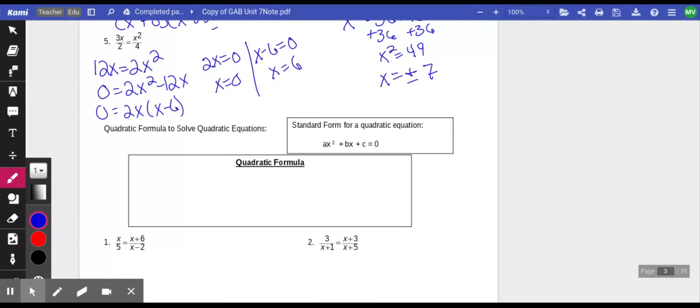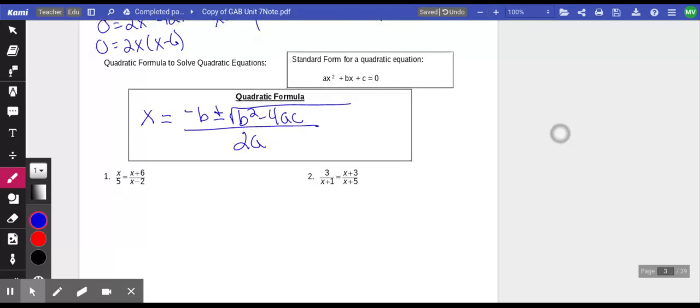Now remember, not everything can be factored. So we've learned 2 ways in algebra, either the quadratic formula or completing the square. The standard form of a quadratic equation is ax squared plus bx plus c equals 0. So the quadratic formula is x equals negative b plus or minus the square root of b squared minus 4ac, all over 2a. You need to know that.